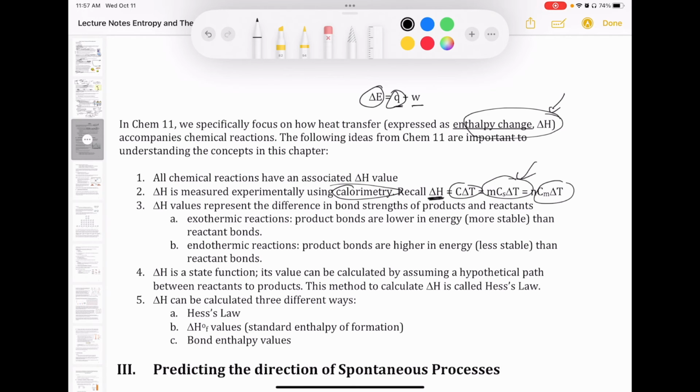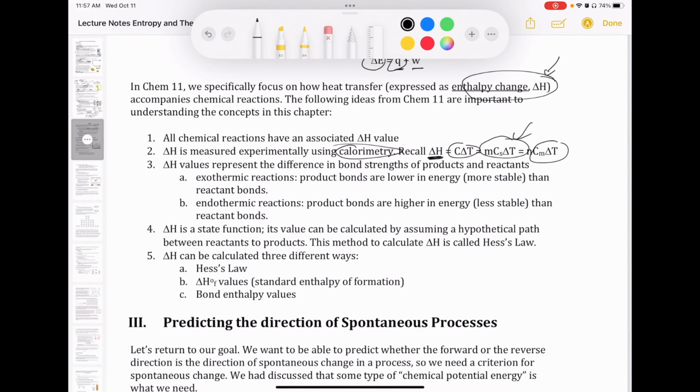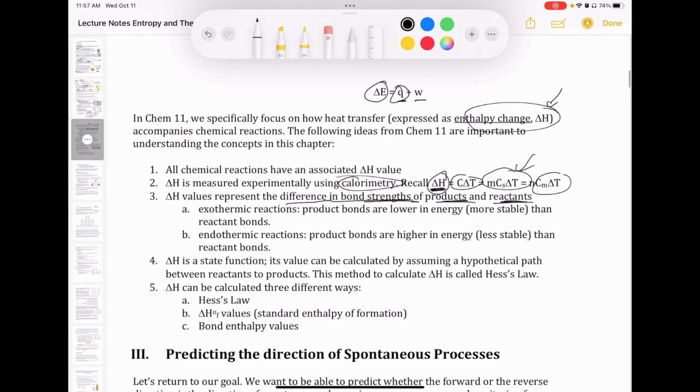More importantly, though, that experimental value of delta H actually correlates with the microscopic system that we have, which is the systems of molecules, of reactants and products. Specifically, the delta H that we measure corresponds to the difference in the bond strengths of the products and the reactants. So when we say that a reaction is exothermic, which is delta H less than zero, we're saying that the product bonds are lower in energy, which is another way of saying that it's more stable than the reactant bonds.